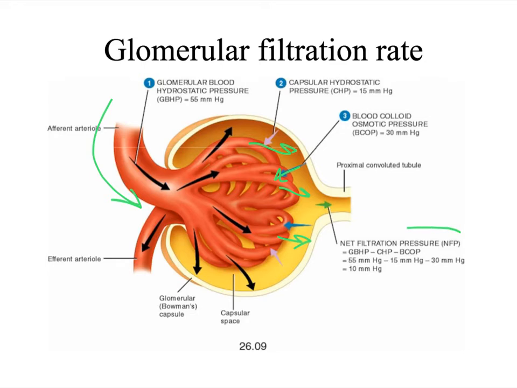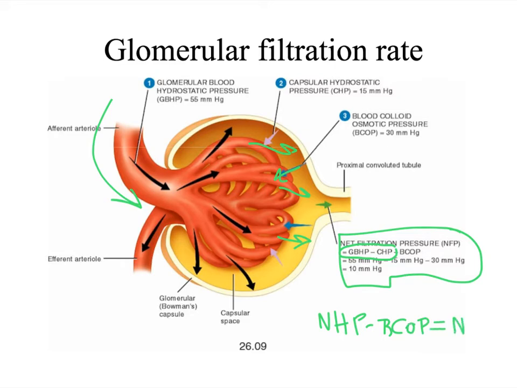So if you look at this formula right here, you'll see that basically the net filtration pressure is obtained by subtracting the blood colloid osmotic pressure from the hydrostatic pressure. So to make it easier, you could combine those two things and you could say that net hydrostatic pressure minus the blood colloid osmotic pressure is going to give you the net filtration pressure.